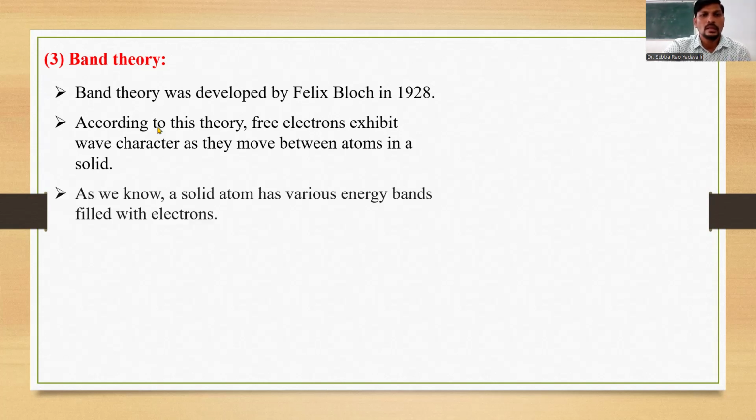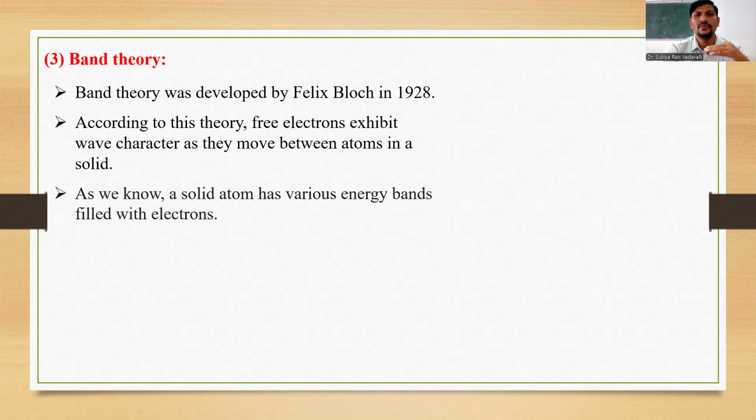So we know that the solid atoms have various energy bands filled with the electrons. That means in an atom, there are several shells: K shell, L shell, M shell, and so on. Each shell has a discrete amount of energy. That means each orbital is associated with a particular amount of energy.